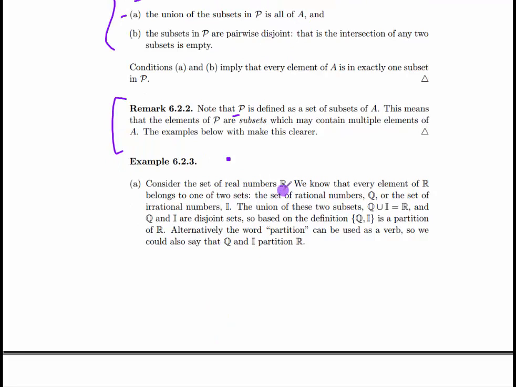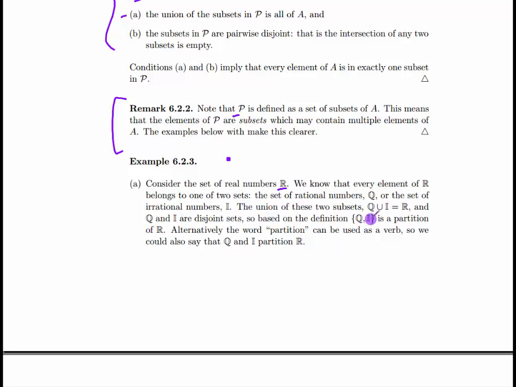Consider the set of real numbers, R. Every element of R is either rational or irrational. So we can define 2 sets, the set of rational numbers and the set of irrational numbers. The union of these 2 subsets, Q union I, is all of the real numbers. On the other hand, Q and I are disjoint sets. There's no number that's both rational and irrational. So we've met the 2 conditions up here. The union of these 2 sets is all of R, and the intersection of the 2 sets is empty. So this collection of 2 sets, Q and I, is a partition of R.